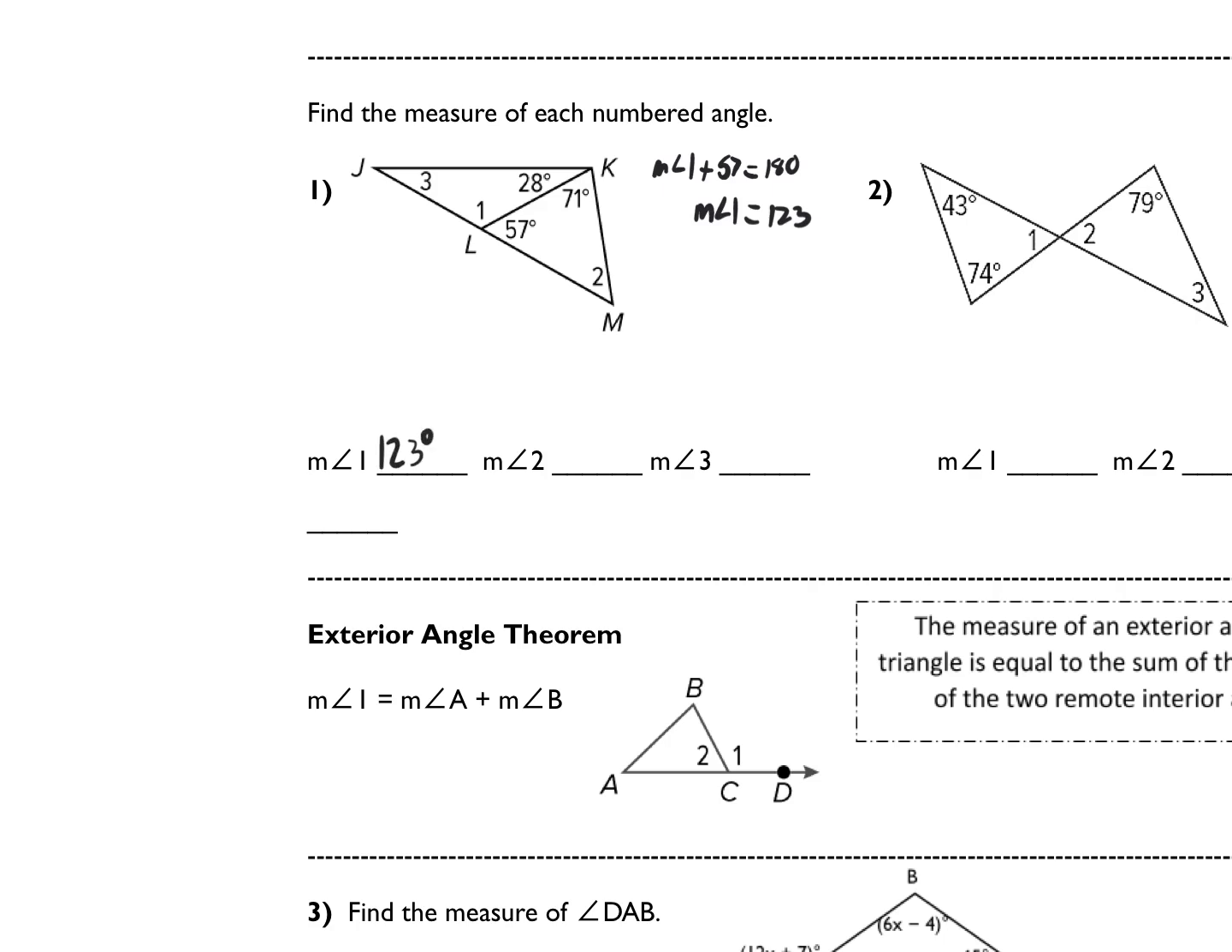And when looking at the measure of angle 2, we know that three angles in a triangle add up to equal 180. So we could say that 57 plus 71 plus the measure of angle 2 is equal to 180. So 57 plus 71 is 128. So then we just subtract 128 from both sides, and 180 minus 128 is 52.